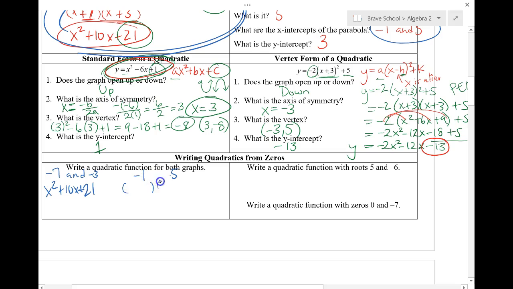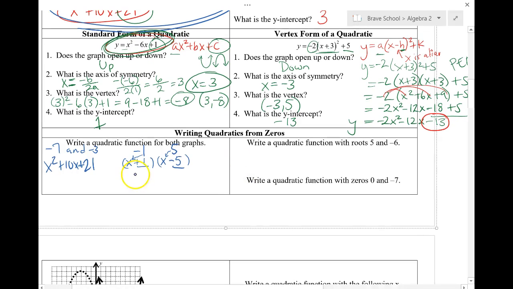So remember, the first thing we do is write our binomial parentheses, put an x in front in both, and then think, what number do I need to put here so that when I plug in this negative 1, it will be 0? It will be plus 1, because negative 1 plus 1 equals 0. Same thing here. What number do I need to put here so that when I plug in this 5 into the x, it will equal 0? In this case, it's going to be negative, because 5 minus 5 is 0. Once you have that, just FOIL it out, and then you'll have your quadratic function.